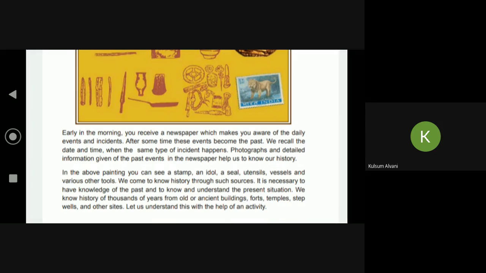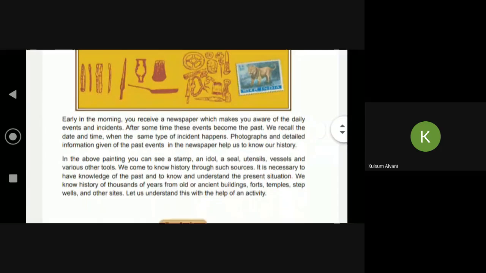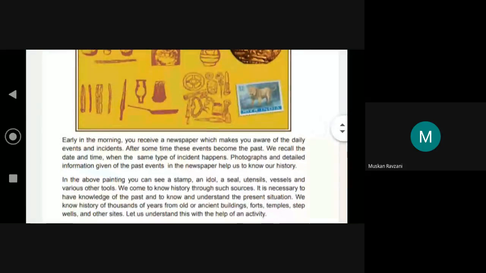What does it help us, beta? They help us to know our history. In this picture, it is shown that a stamp, an idol, a steel utensils, different types of vessels, right? And various other tools are shown in this picture, right?